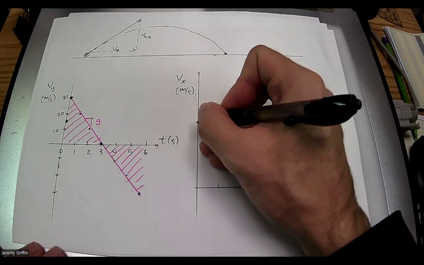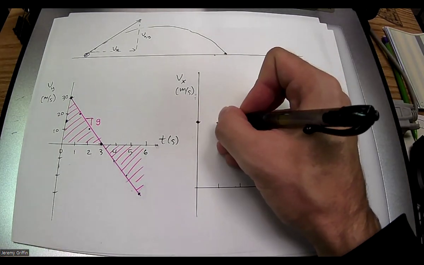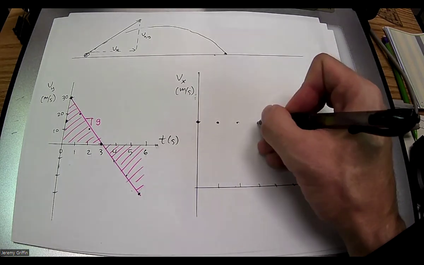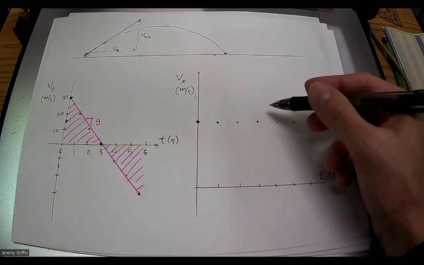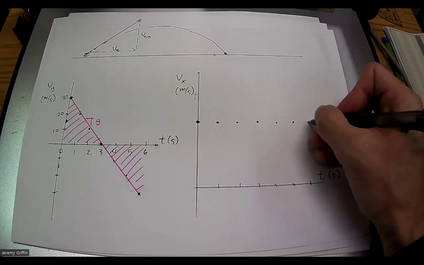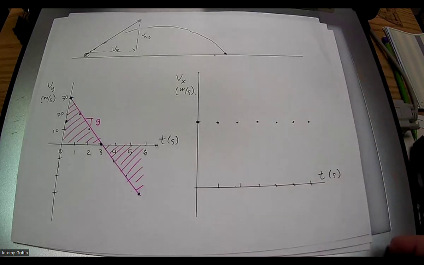Let's see, it was going this fast horizontally. Then 1 second later, it's going this fast horizontally. Then this fast horizontally. This fast. This fast. This fast. Can you guys, 3, 4, 5, 6, can you guys make a graph out of that? You guys think? Can you figure that out? Make a graph out of that?